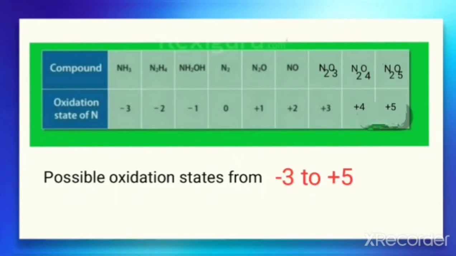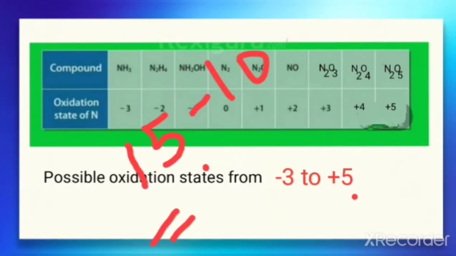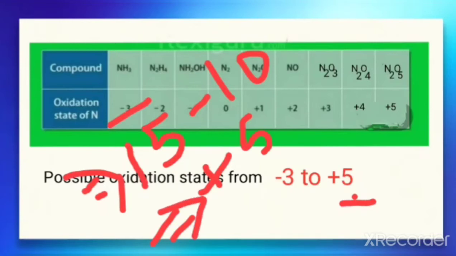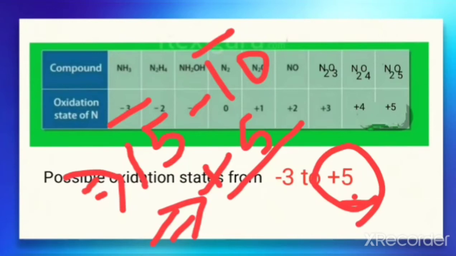The maximum oxidation state for group 15 elements, that is +5, can be calculated by the formula: the group number, that is 15, minus 10, equal to +5. So the maximum oxidation state +5 can be calculated by the formula group number minus 10, that is equal to +5. So the highest oxidation state for group 15 elements is +5.